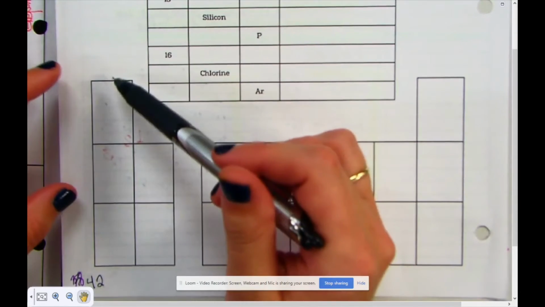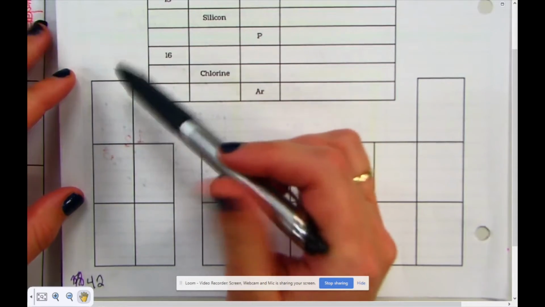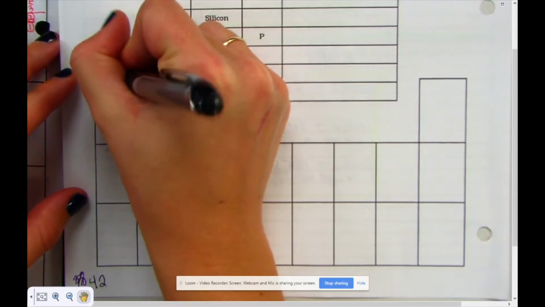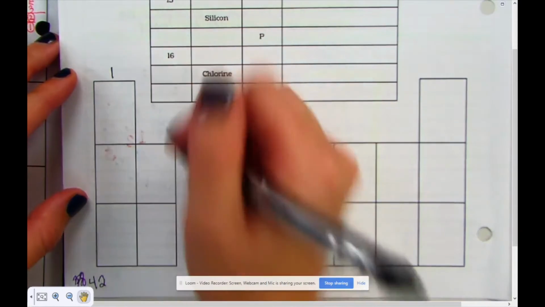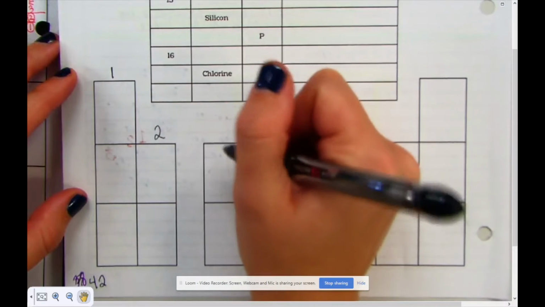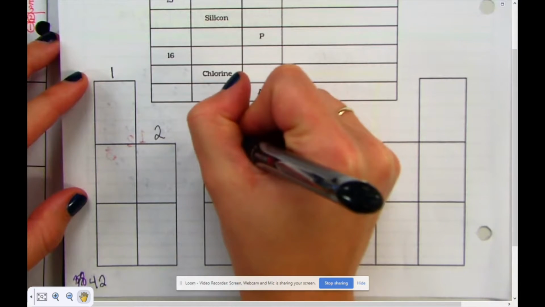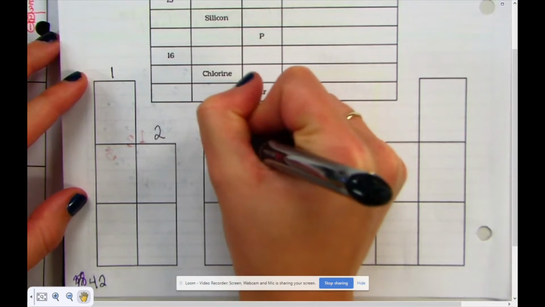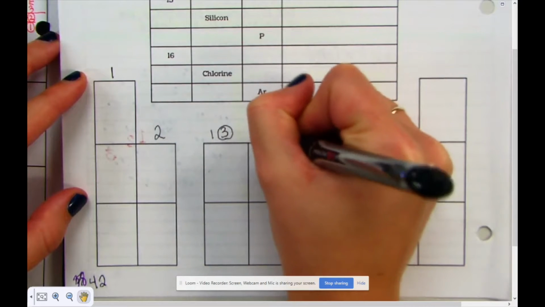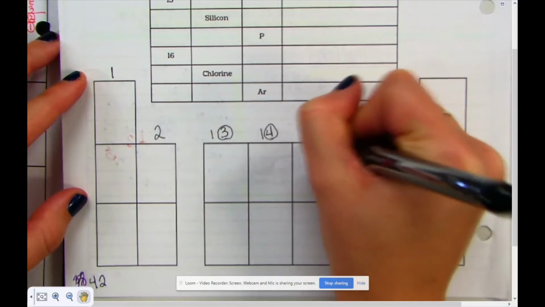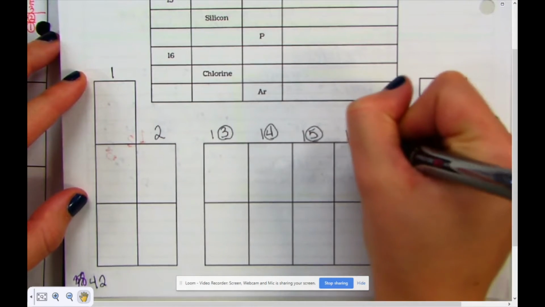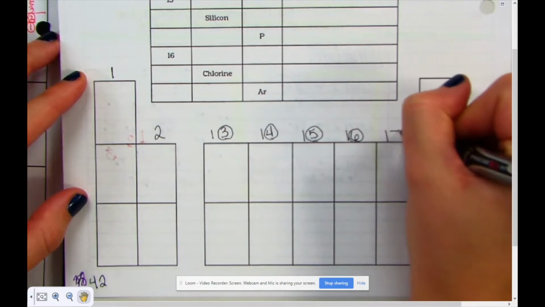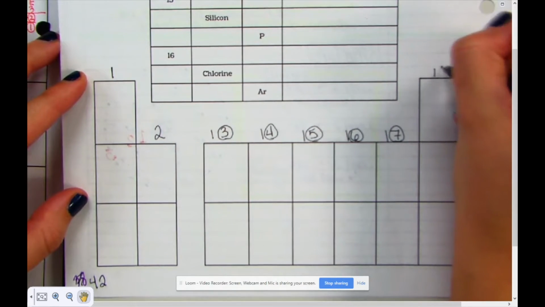So what is the number that goes at the top of the alkali metals? A 1. On the alkaline earth metals? 2. On the boron family? 3. It's really a 13, but remember we circled the 3. And then I have 14, 15, 16, 17, and 18.